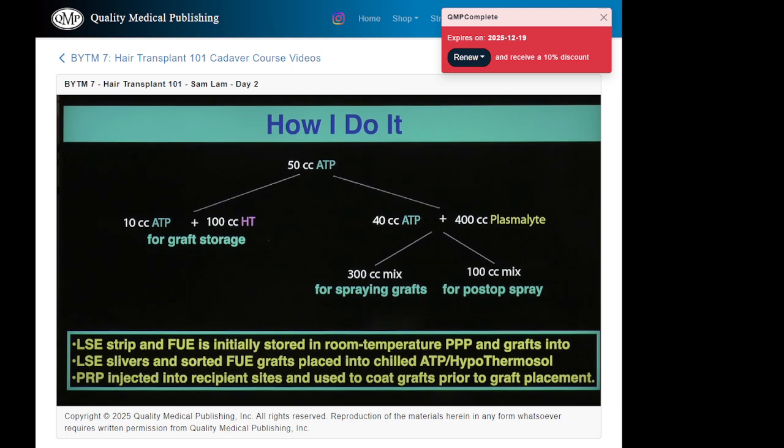On the other side, I take the 40 remaining, put it into 400 milliliters of plasmolite, and then I split that down into 300 milliliters. That's going to be for graft spraying to keep it hydrated, and then I'm going to have 100 milliliters that I give to the patient in bottles to spray on the recipient bed until they have no more.